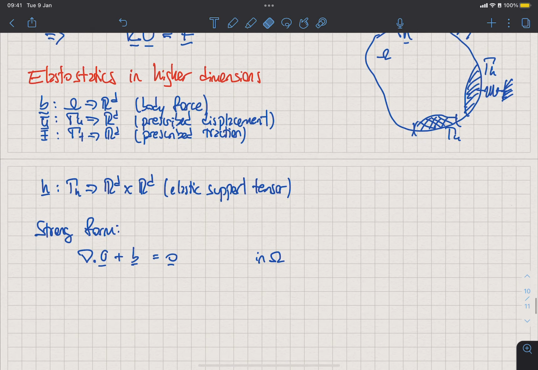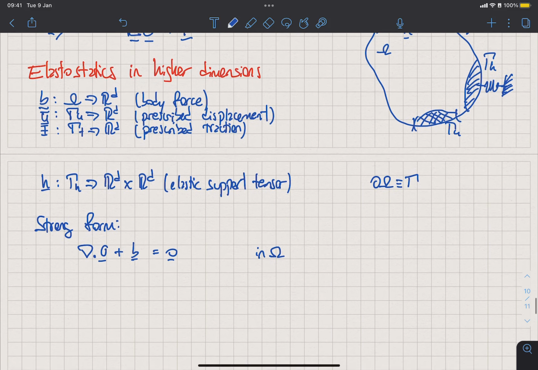I forgot to say here that again we have the same notation as we had before for the definition of the boundary. So partial omega is equivalent to gamma. That is the boundary. Again, we define that as omega bar minus omega.